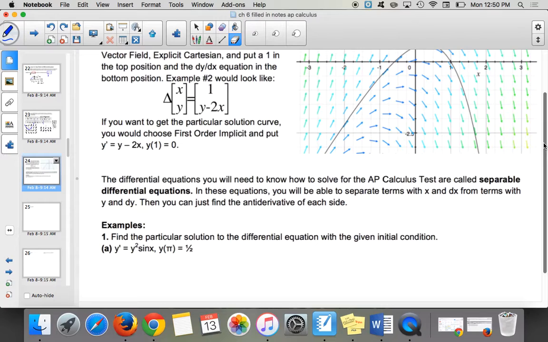So it says find the particular solution to the differential equation with the given initial condition. Do you guys remember what I mean by initial condition? It's the value that finds your C value for you. So that's going to find our C, like plus C.